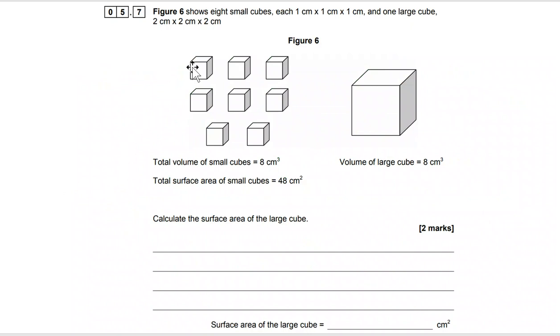5.7, we've got 8 small cubes. They're 1 centimetre by 1 centimetre by 1 centimetre, and we put all of those together to make one large cube, 2 centimetres by 2 centimetres by 2 centimetres. What's the surface area of the large cube? Well, let's start by working out the area of one of the surfaces. It's 2 by 2, which is 4 centimetres squared. But a cube has 6 sides, each with 4 centimetres squared, so multiply that by 6 and we get 24 centimetres squared.